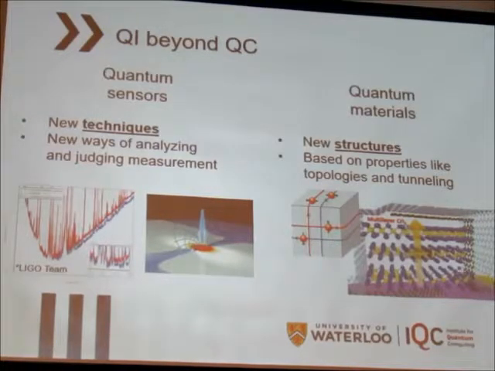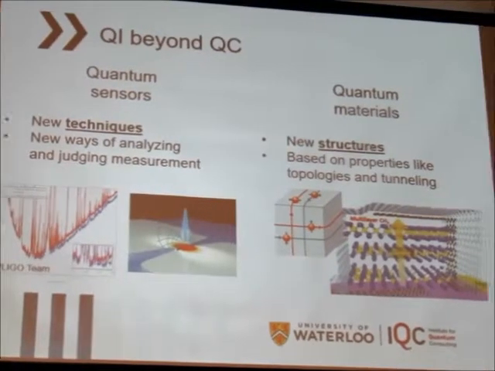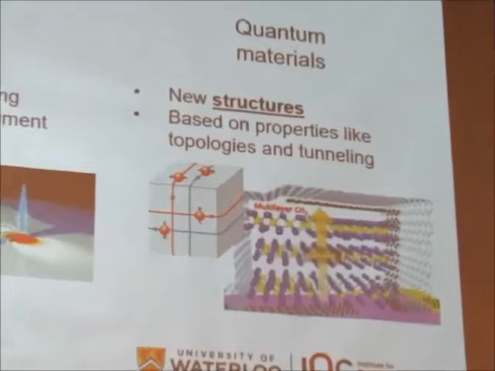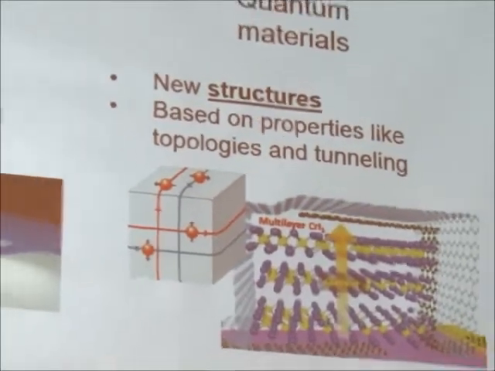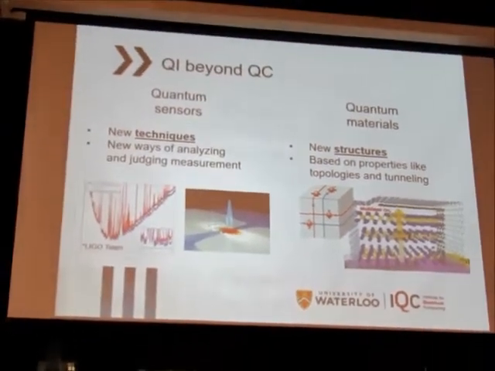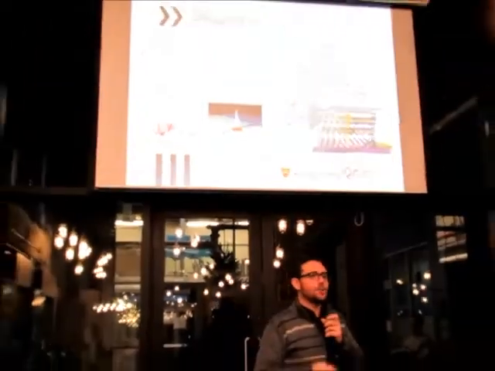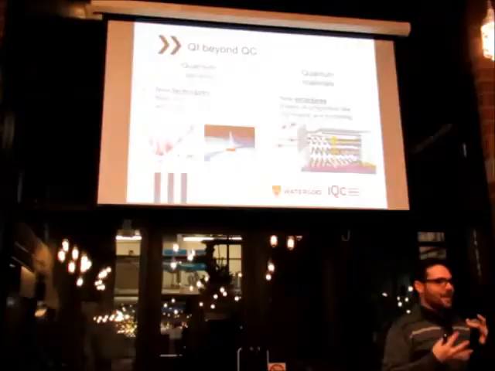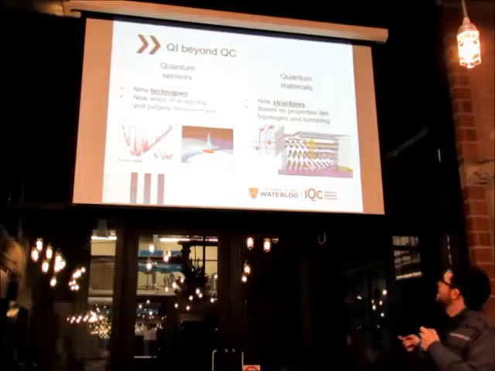And finally, there's also stuff like quantum materials, which brings new techniques for quantum sensing. These are new structures. Quantum materials are somewhat just a relabeling of condensed matter physics. But what we're talking about there is materials where the quantum properties matter. Things like electron tunneling matter. Things like topology matter.